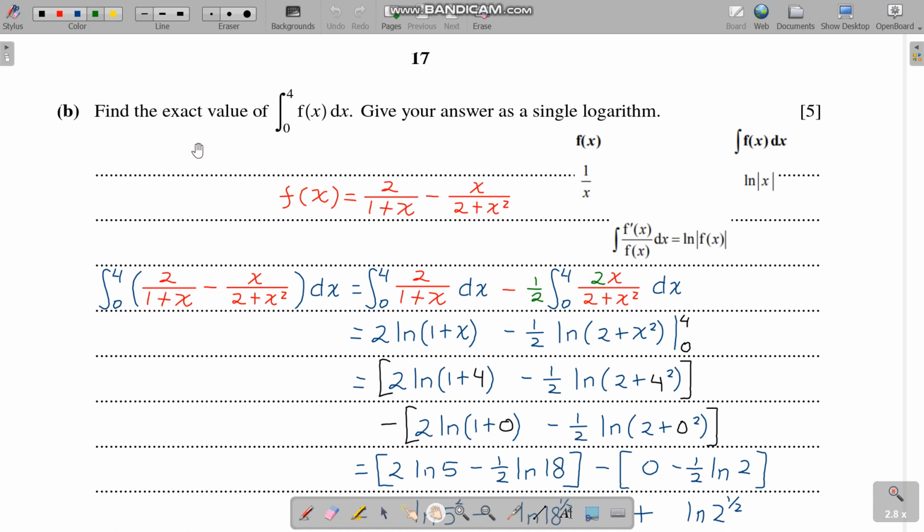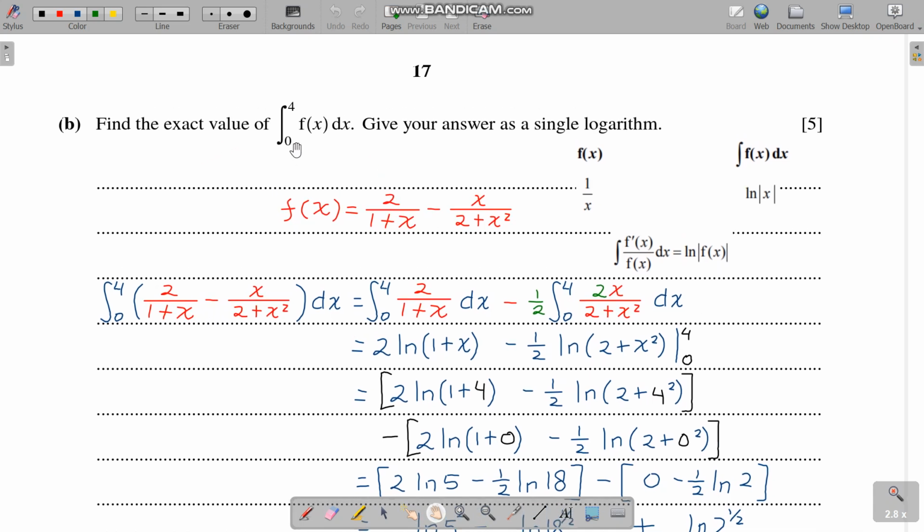Integration. Find the exact value of the integral from 0 to 4 of f of x dx. So from the previous partial fractions part, we know this is the f of x. So this is what we have to integrate.